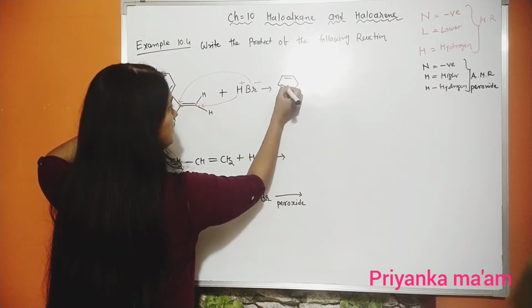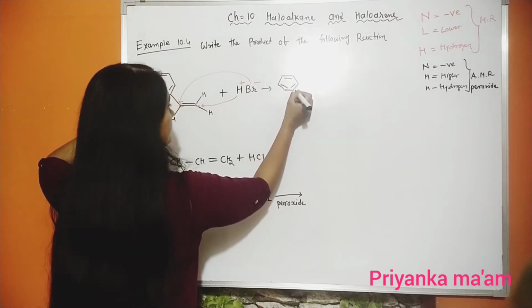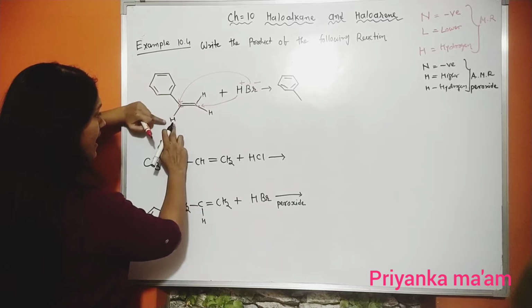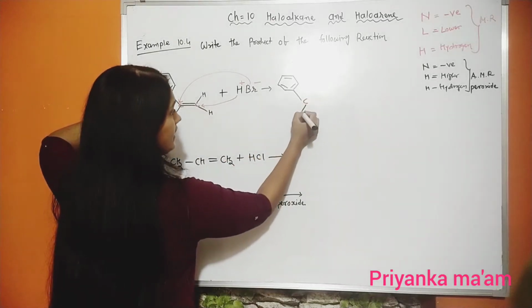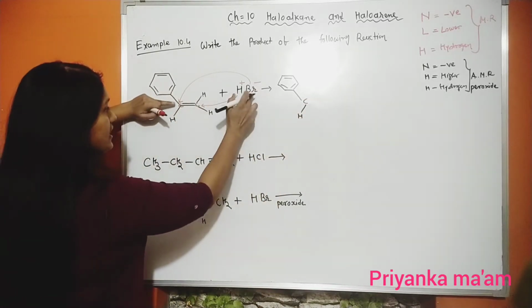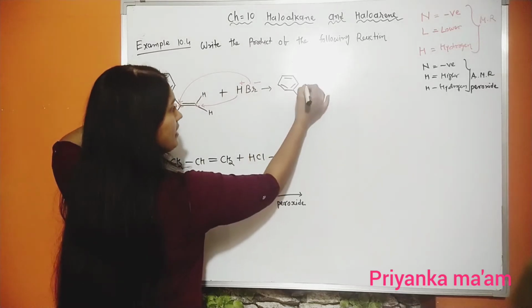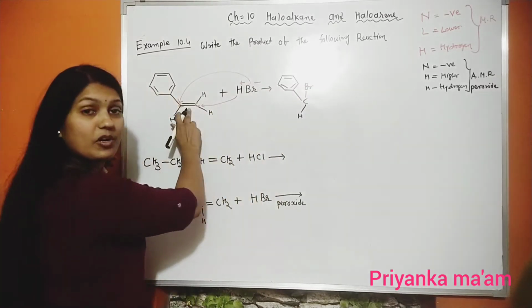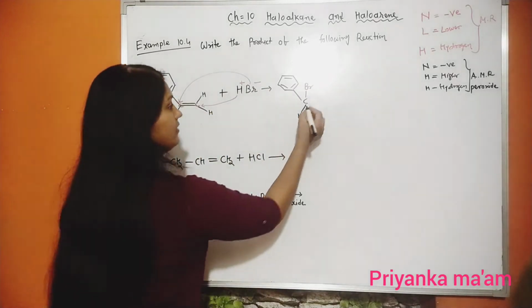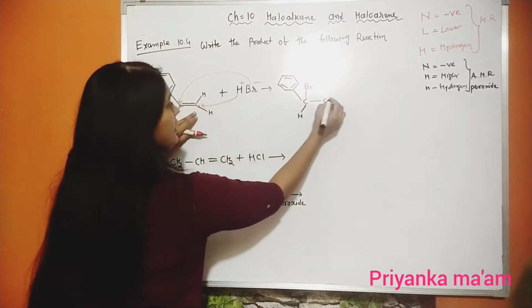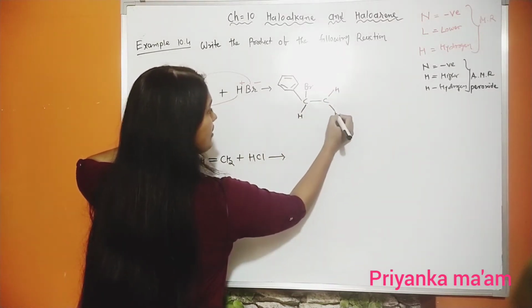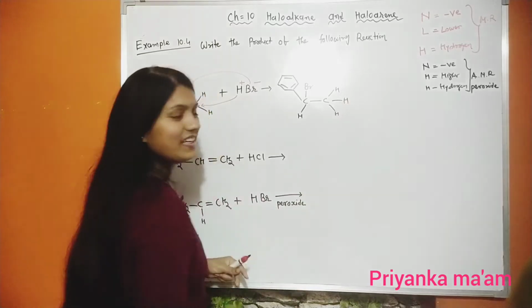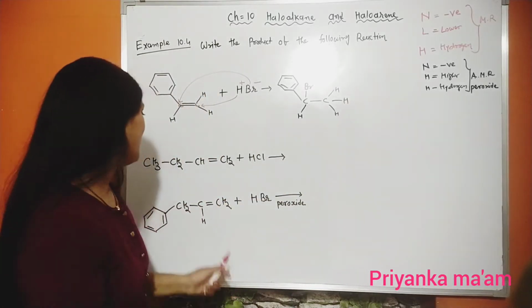Benzene, carbon attached with CH, but this bromine is attached on this carbon, Br. Double bond is converted into single bond. Carbon, here hydrogen, and hydrogen. See, our product is formed.